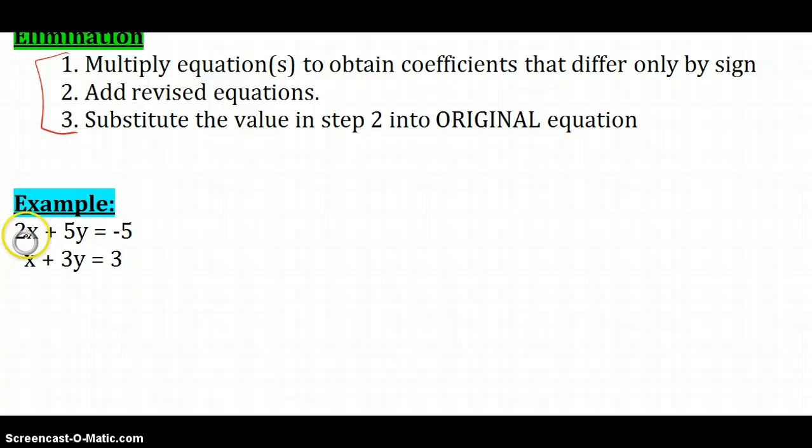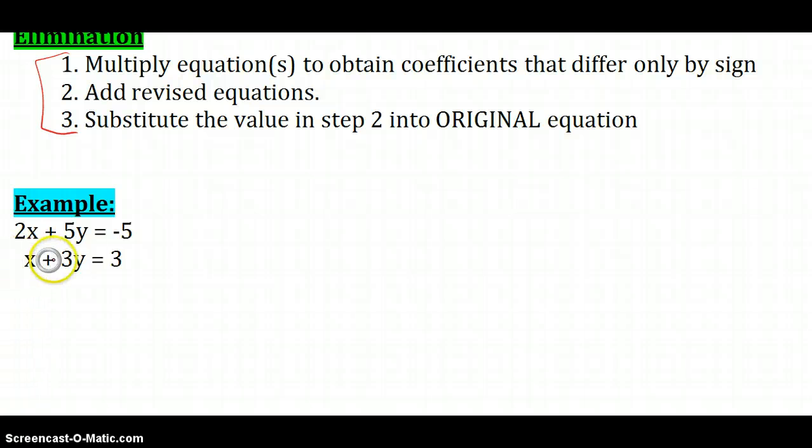I'm going to say the x's are probably the easiest, because with a 5 and a 3, you're going to have to multiply both of them by something to get to like 15. But the x's are easy. If this is 2, to get this x to be a 2, I just have to multiply by 2. And they need to be opposite signs. You're trying to get the same number, opposite sign.